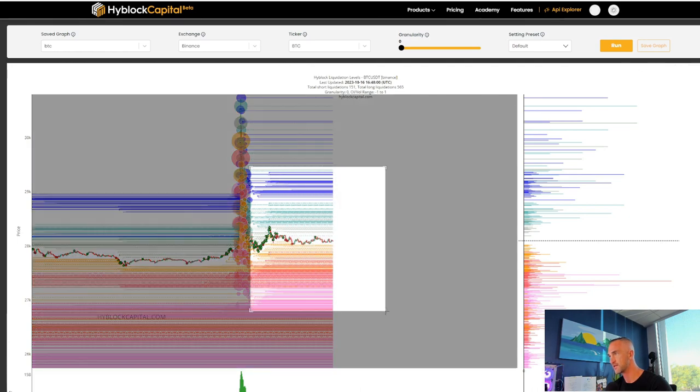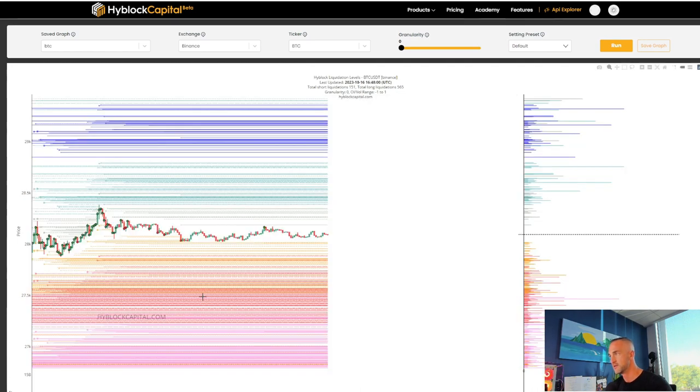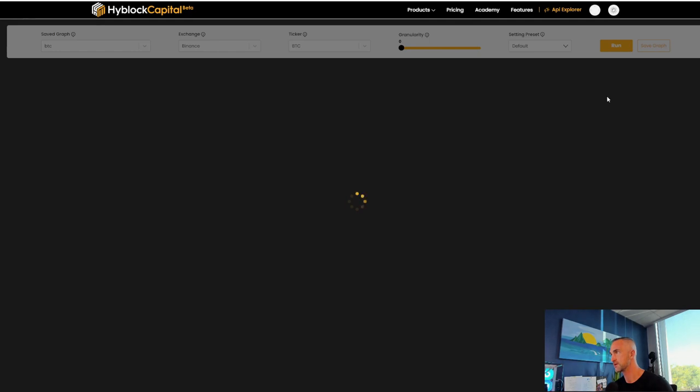Look at all that liquidity, and kind of the middle of the road here. But you can see this big red node down here at about 26.5, 27.5, this kind of area. And then to the upside, lots of liquidity. No, 30 million. Let me run it again.